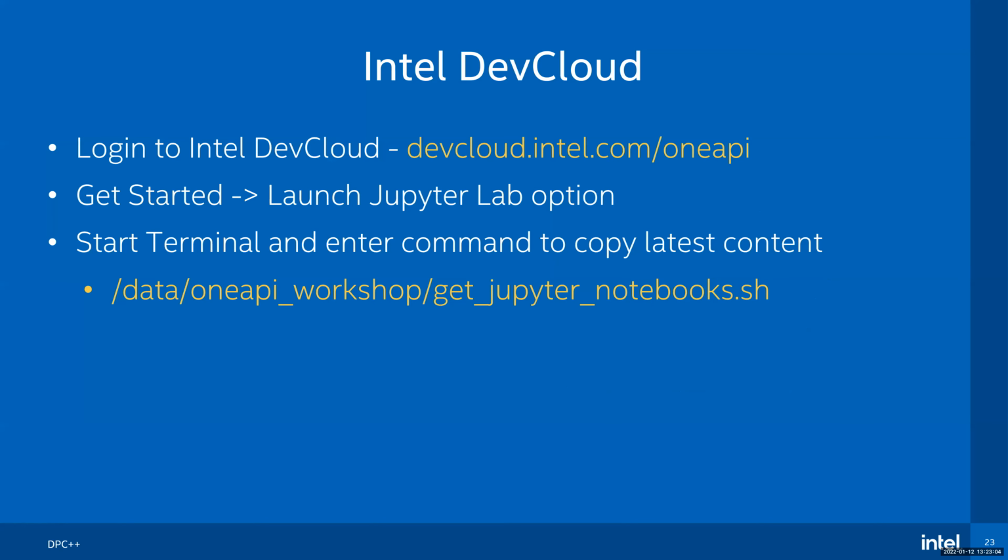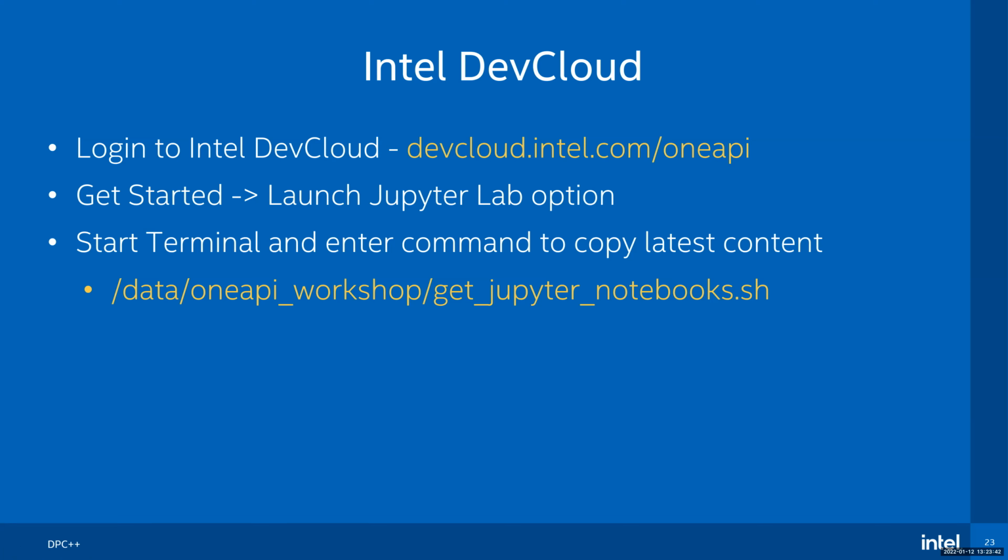So with that, to get started, these are the steps you need to take. I'll leave this on the screen for a bit. You have to log into DevCloud or register for a new account. So you have to go to devcloud.intel.com/oneAPI. Once you're in there, sign in or sign up for a new account. It should take about a minute to complete the process. If you already have an account, the next thing is to go to Get Started and then launch the Jupyter Lab option. And then after that, I'll walk you through.